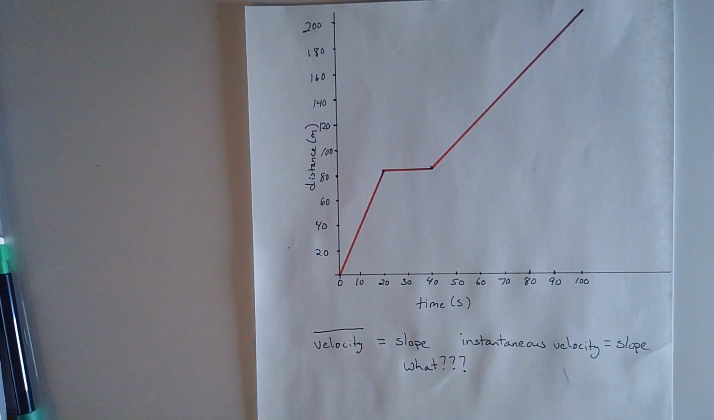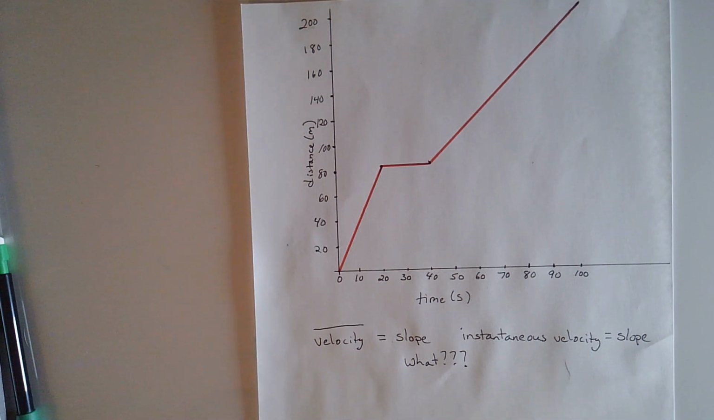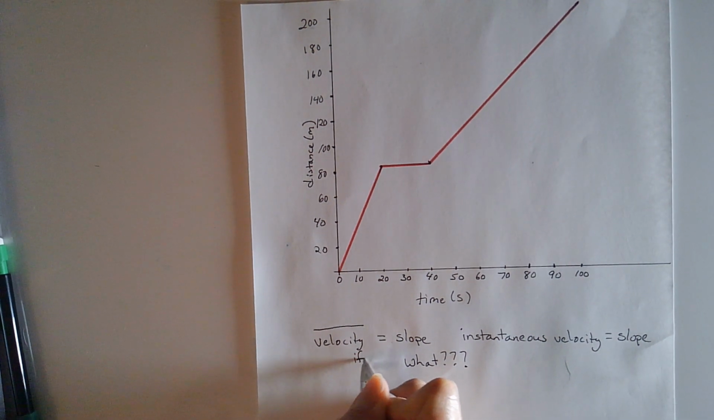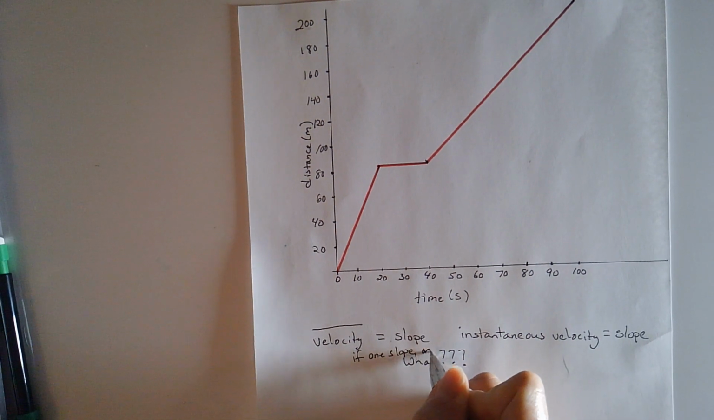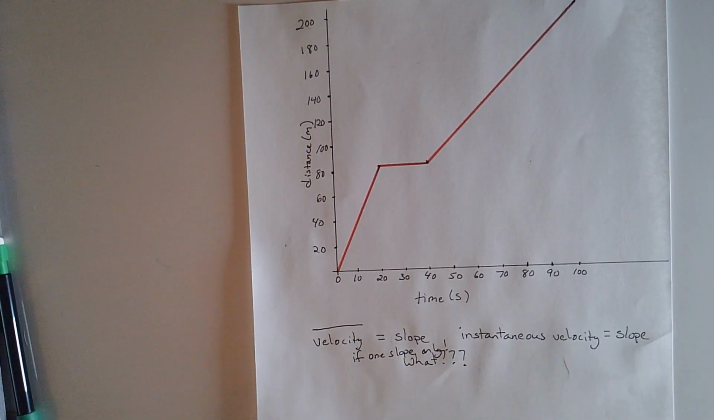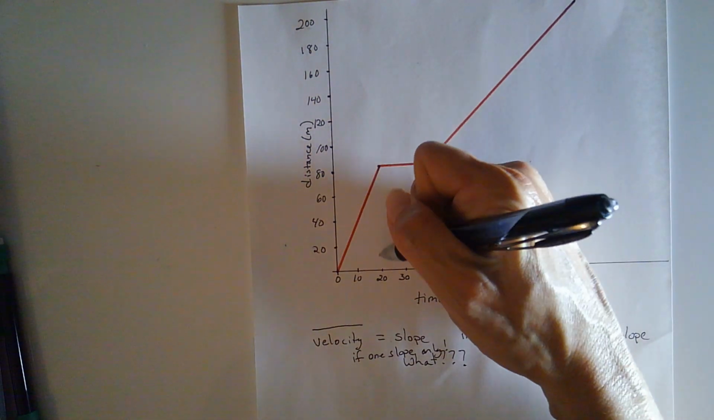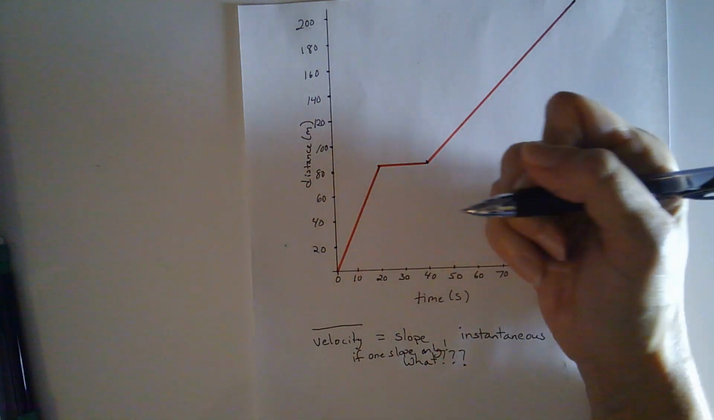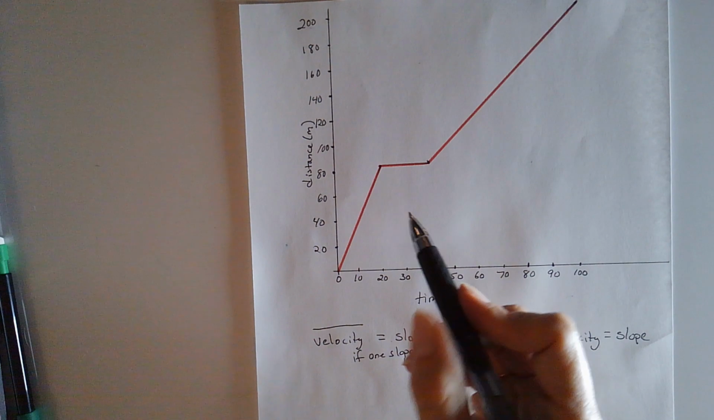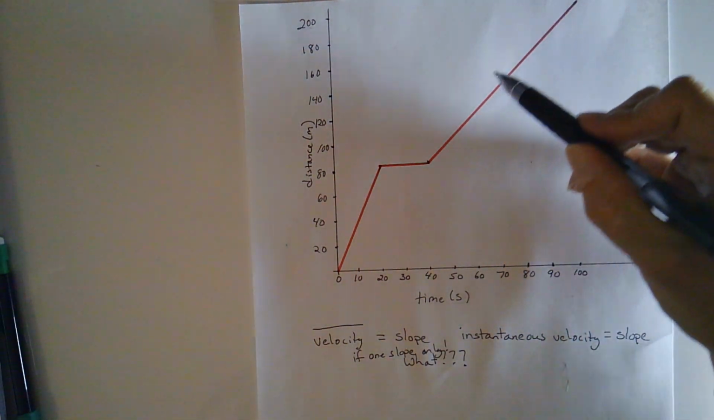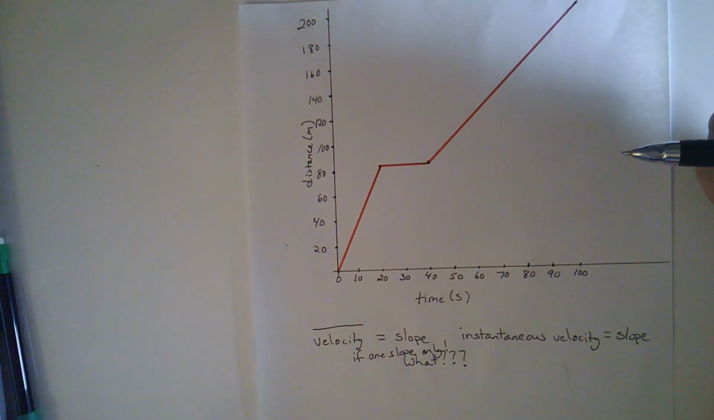Okay, so average velocity only works for slope. Slope only works for average velocity if it's one long continuous line, if one slope only. Instantaneous velocity would be, well, we could find the instantaneous velocity of the first section. We could find the instantaneous velocity of the second section. And we could find the instantaneous velocity of the third section.